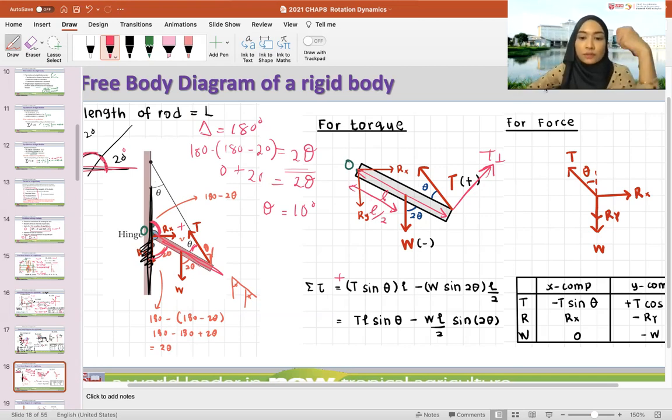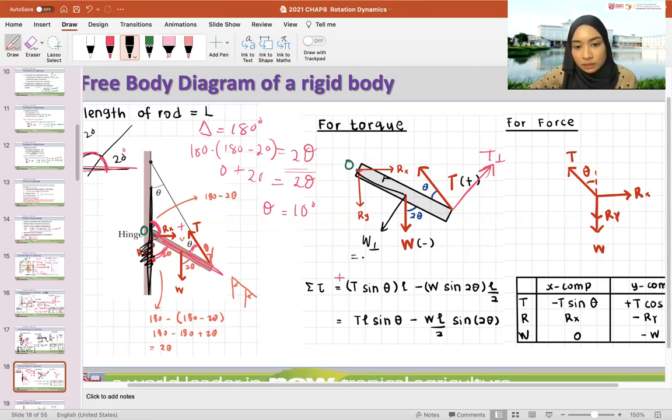Why did they use 2 theta? Wait. Because this is here. This is the perpendicular component. Okay, right. So they use 2 theta here because if we resolve weight to become the perpendicular component to R, this is our R, right?